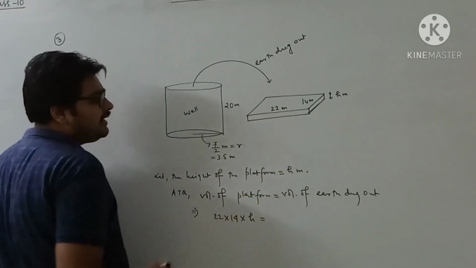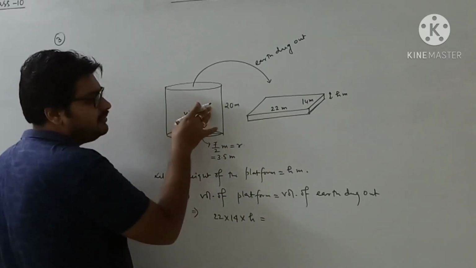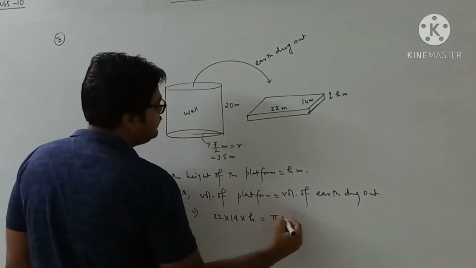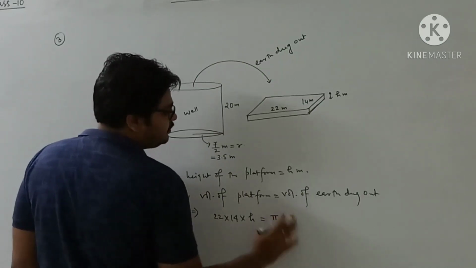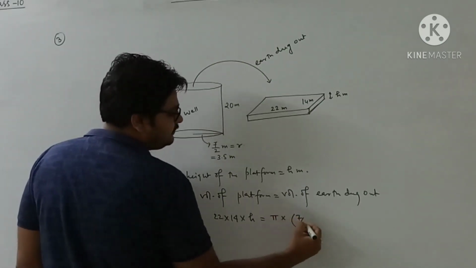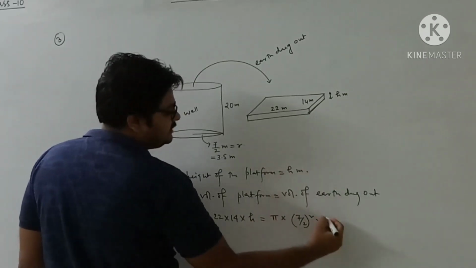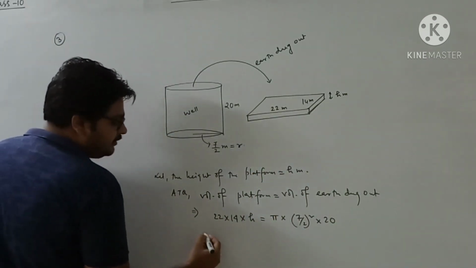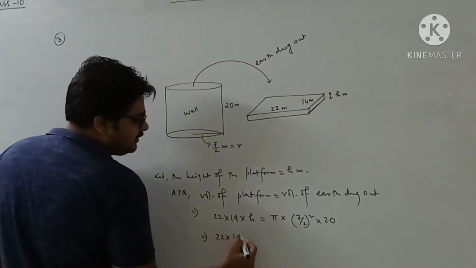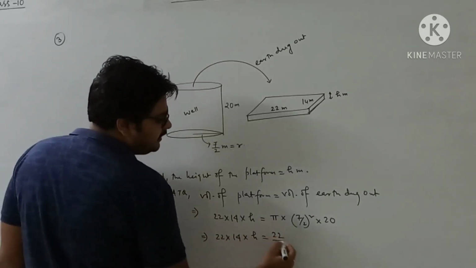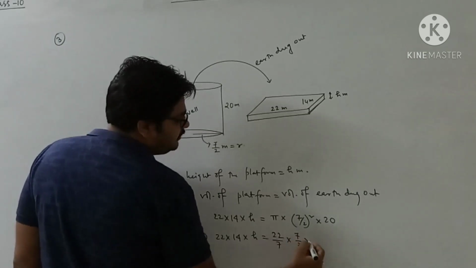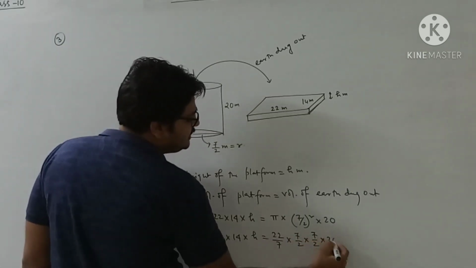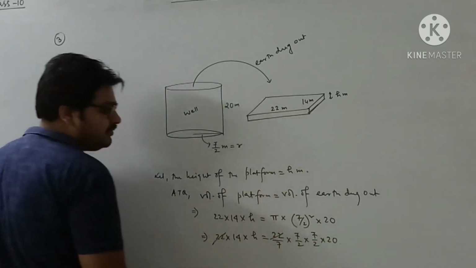And volume of earth dug out is a cylinder. Volume is pi r square h. Radius is 3.5, so you can write this as 7 by 2 only, no problem. And height is 20. Pi value is 22 by 7 because nothing has been given in the question, you have to put 22 by 7 only. Whenever you do the calculation in such a way, it will become so much easier for you.